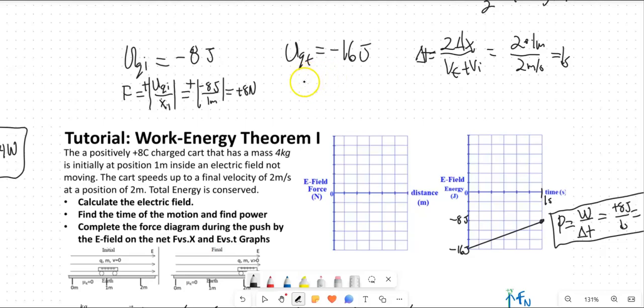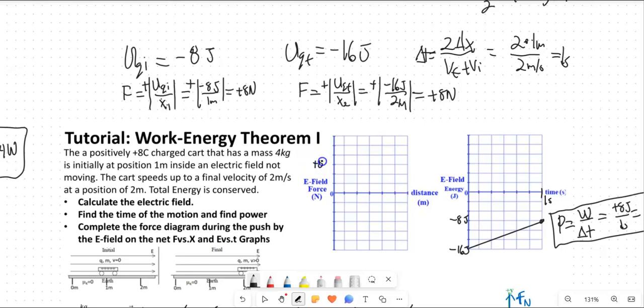And if you go over here, this force is going to be the same thing. We're going to be doing the same thing, which is going to be U sub Qf over the final position, which is going to be -16 joules over the 2 meter position. This is going to also work out to be +8 newtons. Okay? Because it's in a constant electric field, the force is also constant, if you remember that from our first module.